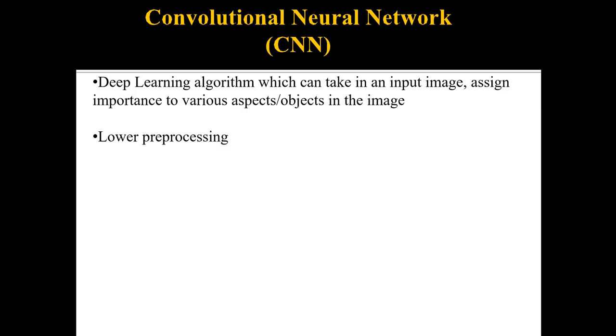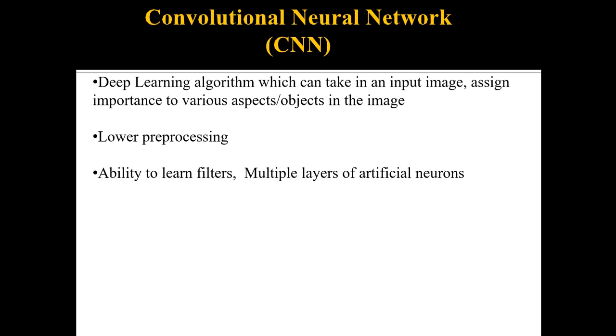The pre-processing required in a CNN is much lower as compared to other classification algorithms. In primitive methods, the filters are hand-engineered, whereas in a CNN, with enough training, it has the ability to learn these filters. CNNs are composed of multiple layers of artificial neurons, analogous to the connectivity pattern of neurons in the human brain.